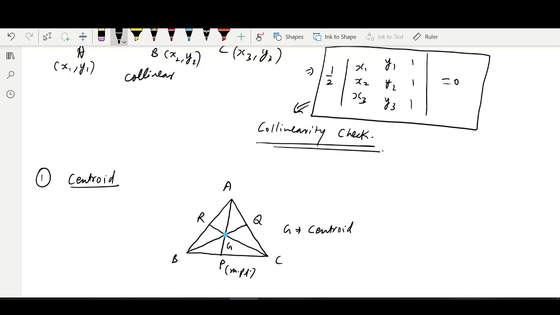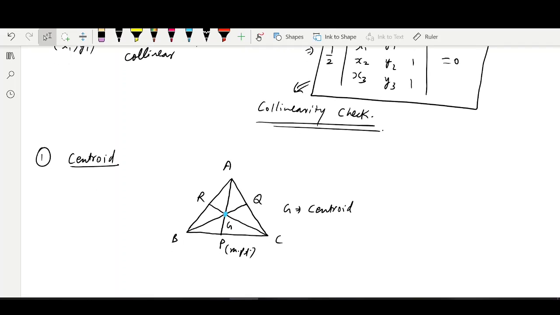A very important fact about a centroid is that the centroid divides the median in the ratio, if BQ is a median, let's take BQ, the centroid will divide it in the ratio 2:1, m is to n. Similarly, G will divide CR in the ratio 2:1. So this is from the corner towards the opposite side, 2:1. So this is a very important fact about centroid.